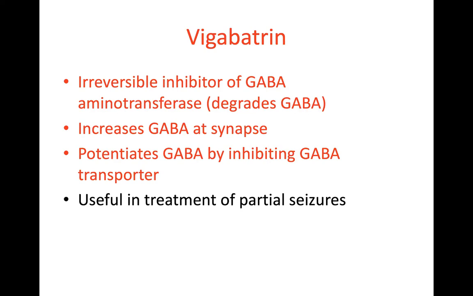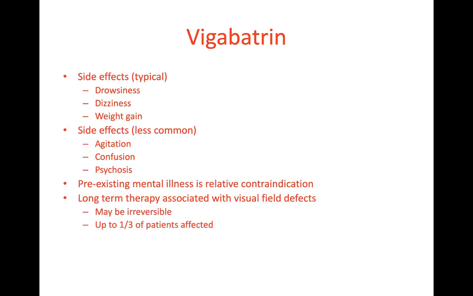So it basically stays out there in the synapse. So here's a good example of a drug that is going to elevate GABA and potentiate the effects of GABA. And GABA is, as you know, an inhibitory transmitter. The typical side effects that we see, again, CNS depressant. So we tend to see some drowsiness and dizziness. One thing that a lot of people don't like, but we do see it, is weight gain. And a lot of people do not like the fact that they're putting on weight.